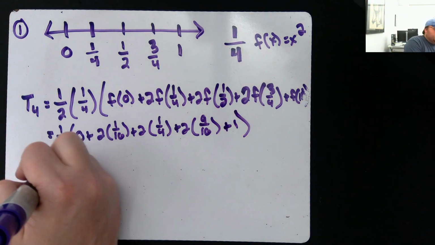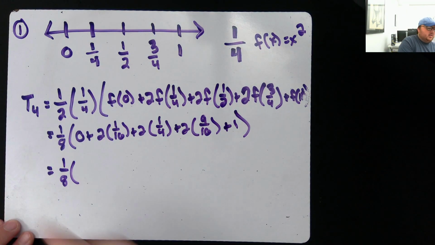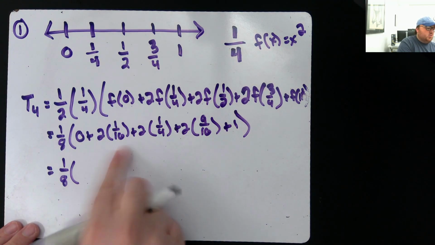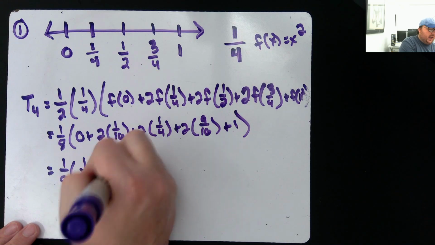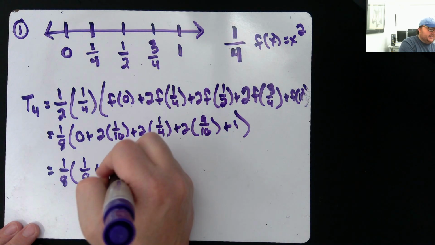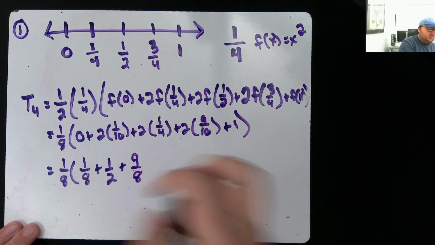So now just simplify this down. So 1/8. 0 is just gone. 2 times 1/16 is 1/8. 2 times 1/4 is 1/2. 2 times 9/16 is 9/8, plus 1.